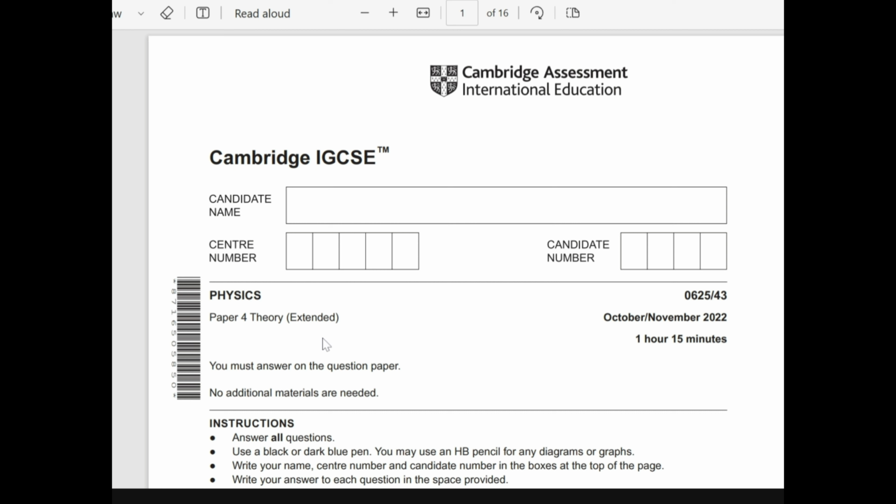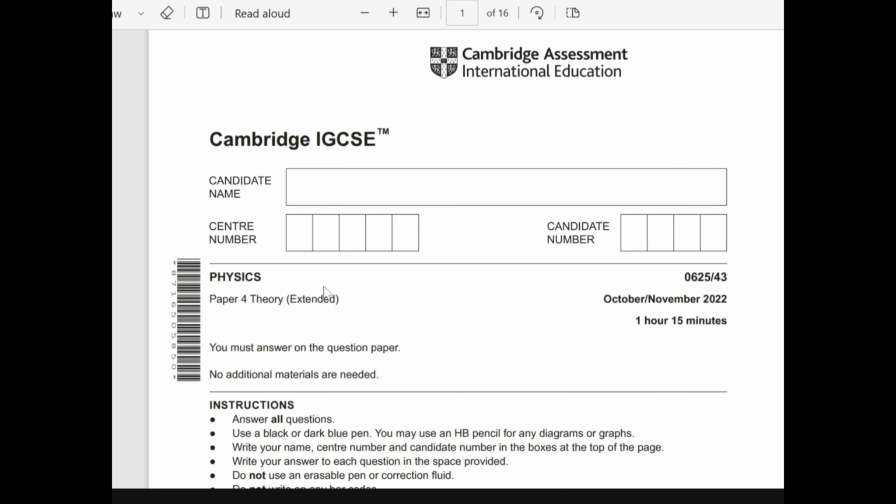So we're not going to be necessarily focusing on these questions, but if there's need to explain further on some of the concepts that might not be asked in this paper, we'll still explain.